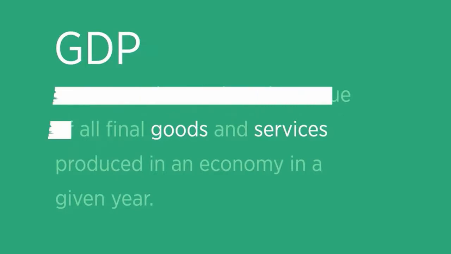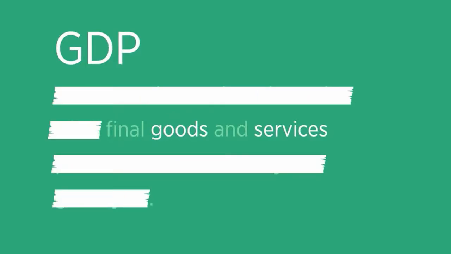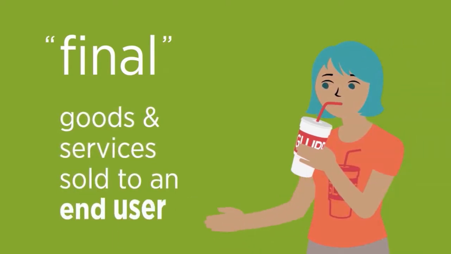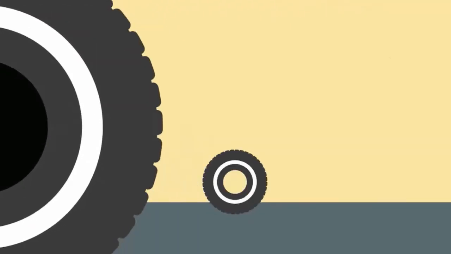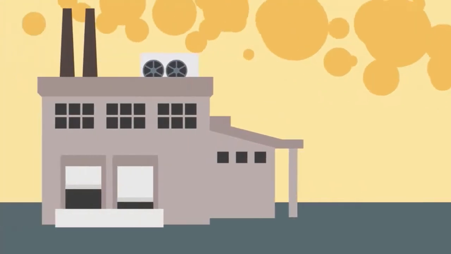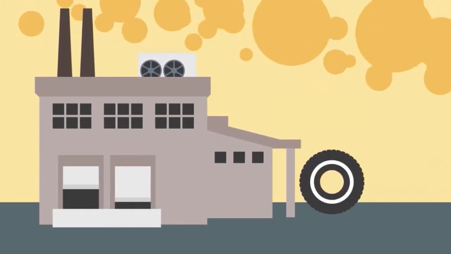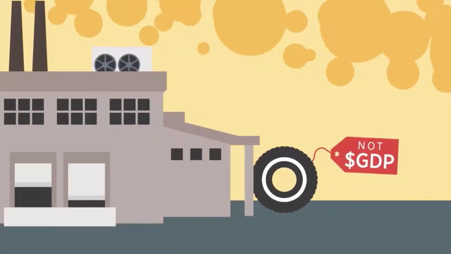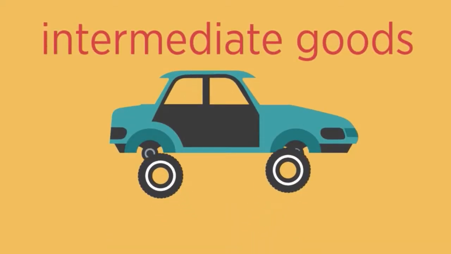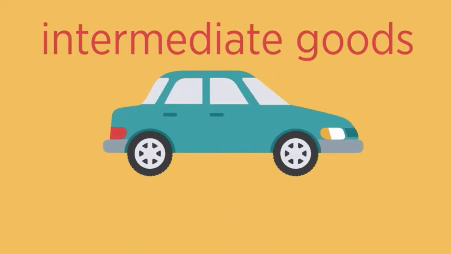The second phrase is final goods and services. The use of final in this phrase refers to goods and services sold to an end user. Let's look at it this way. Tires are sold to a company that produces automobiles. Those tires installed on a new car are not counted in GDP. Why? Because the tires are not a final good. The tires are an intermediate good, a good used in the production of final goods and services.